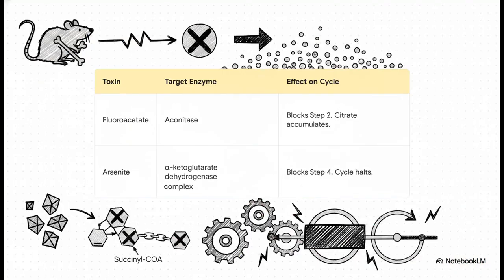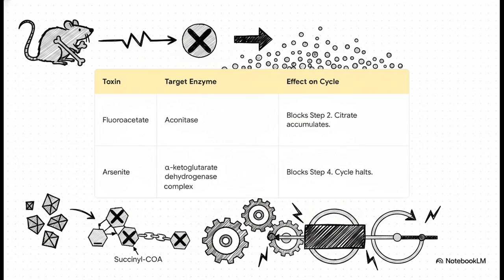So let's talk about fluoroacetate. This stuff is actually in some rat poisons, and it is just nasty. What it does is it gets converted inside the cell into something that basically glues itself to the enzyme from step 2, aconitase, and just shuts it down. This creates a huge metabolic traffic jam, right? Citrate starts piling up, and the whole cycle just stops, dead in its tracks.